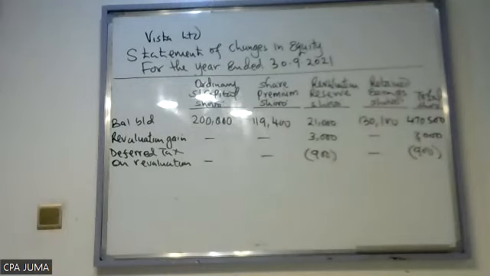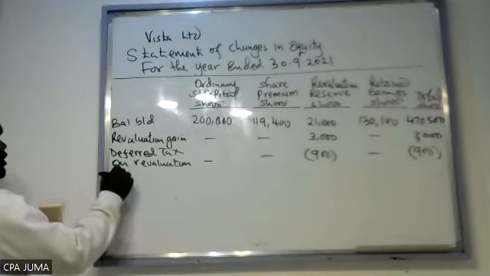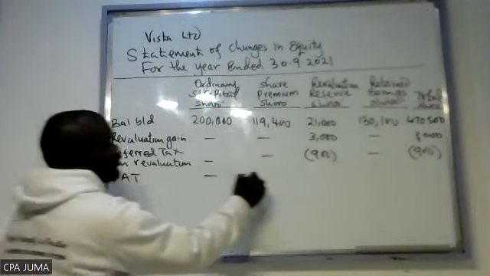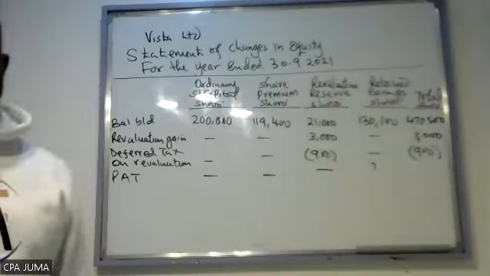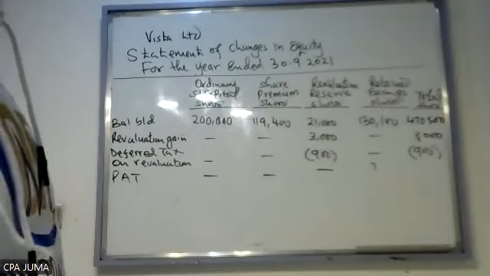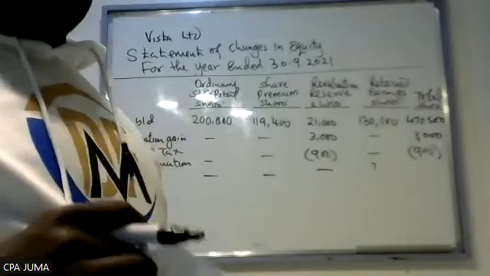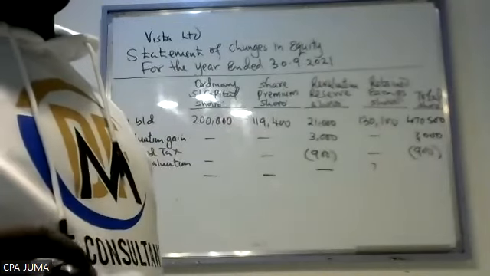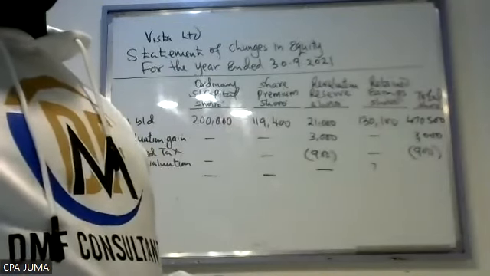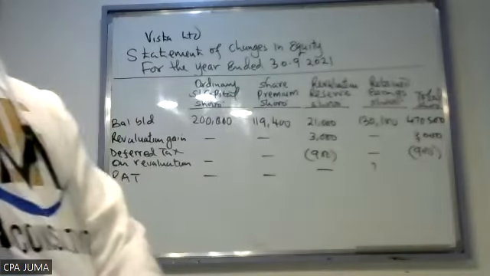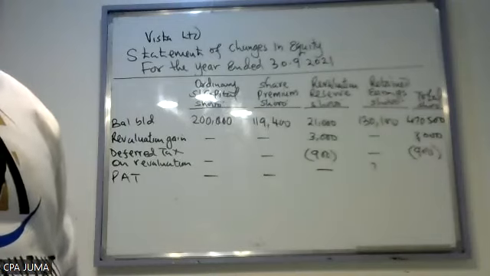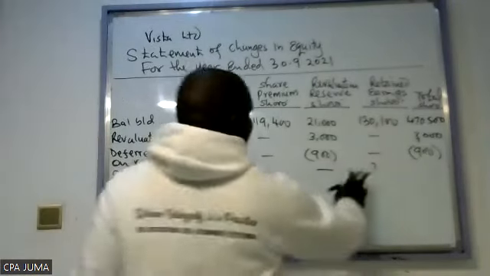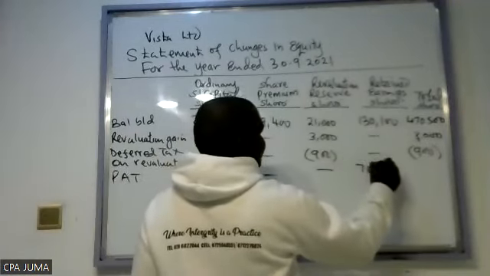Then we bring here PAT. How much was our profit after tax? It will affect retained earnings. How much is the PAT? Check for me your income statement. The profit after tax, how much was it? How much was our PAT? 70,950. Thank you.